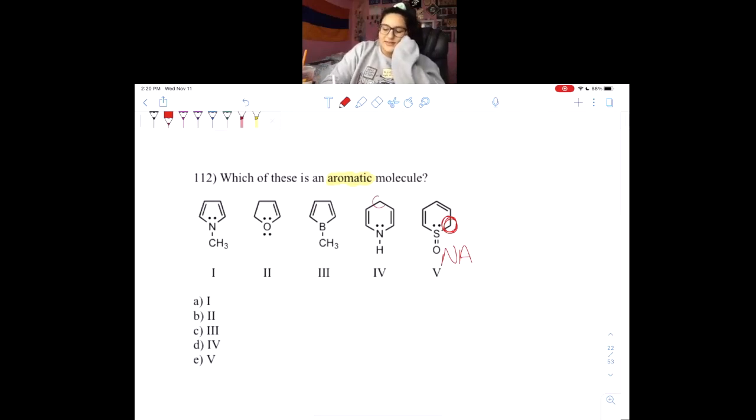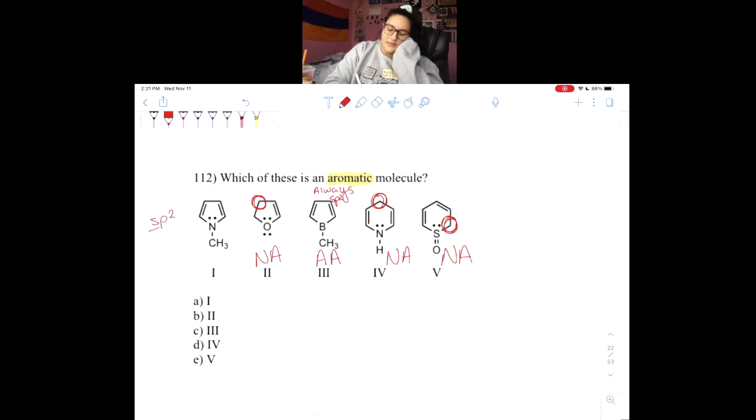We actually see the same problem here and here. We have sp3 carbons present, so we know that both of these answer choices are non-aromatic. So now we're stuck between 1 and 3. And what we have to notice here before we do anything is on one side we have a nitrogen, and on the other choice we have a boron. If we remember, the rule for boron is it's always sp2, but it does not donate any electrons. So this molecule will have 2 4-pi electrons, and it will end up being anti-aromatic.